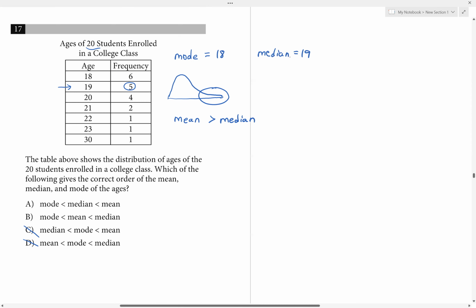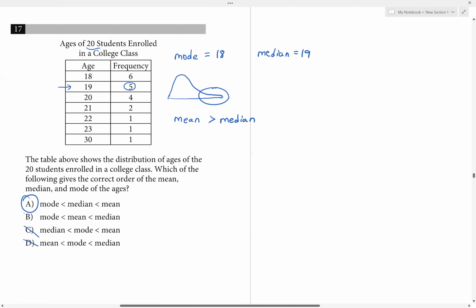And then the mean, we don't necessarily have to solve. We know the mean has to be greater because we have all these numbers that are bigger, like 23, and we have a 30-year-old. That's going to pull up the average, so the average is going to be higher than 19. That saves us some time, since we don't have to solve for the mean. So we know it has to be letter A.